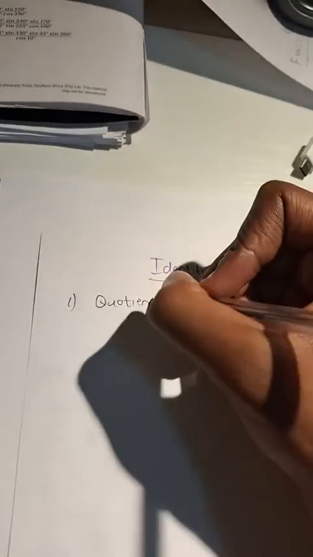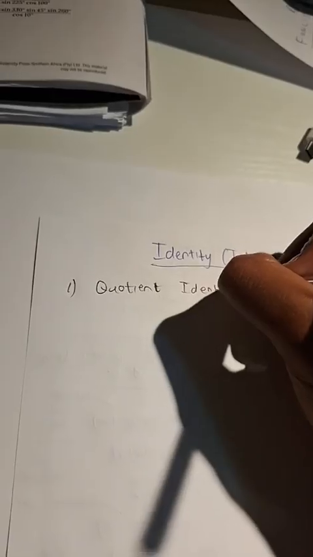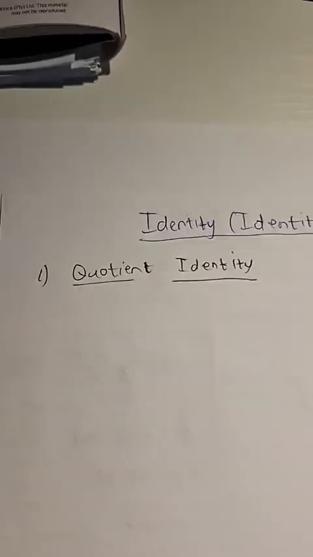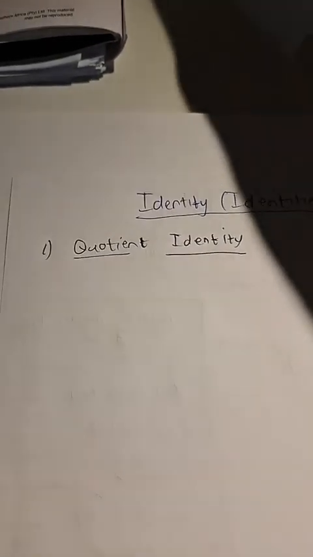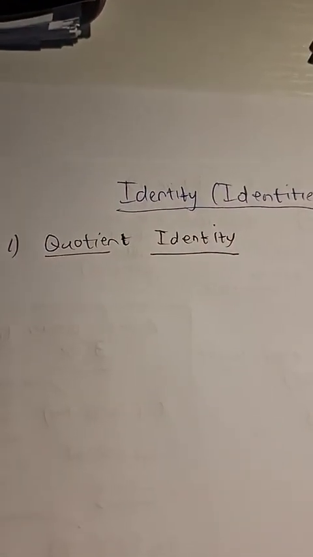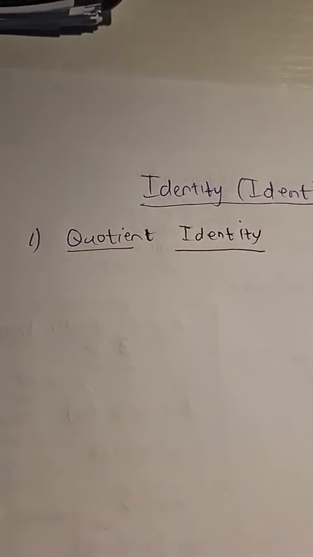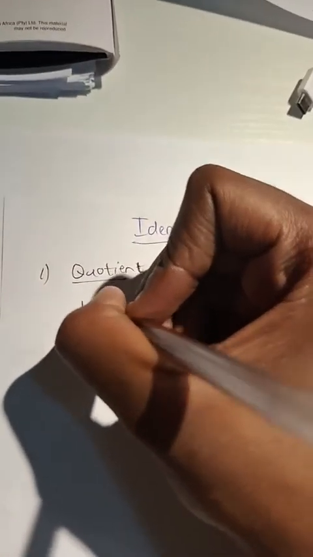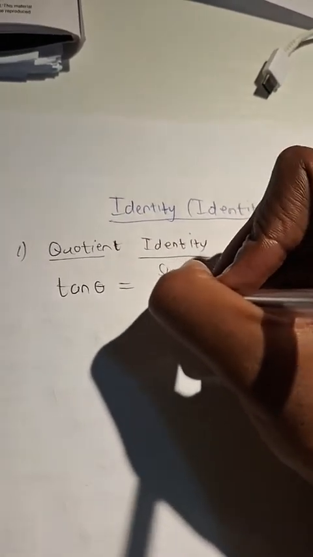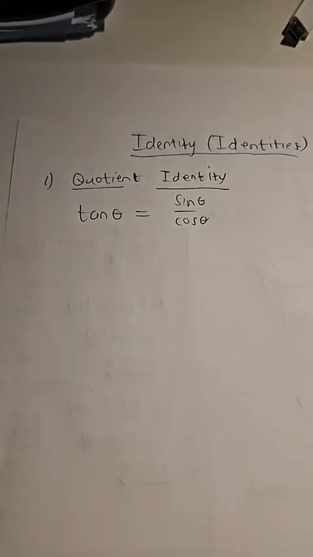We have what we refer to as the quotient identity. Now, the word quotient means what, guys? Someone tell me what the word quotient means. Yes, quotient means divide. So therefore you understand when I say tan theta is equal to sine theta over cos theta. You see?